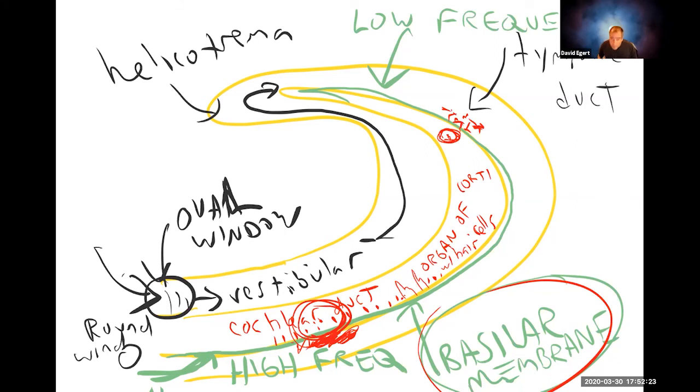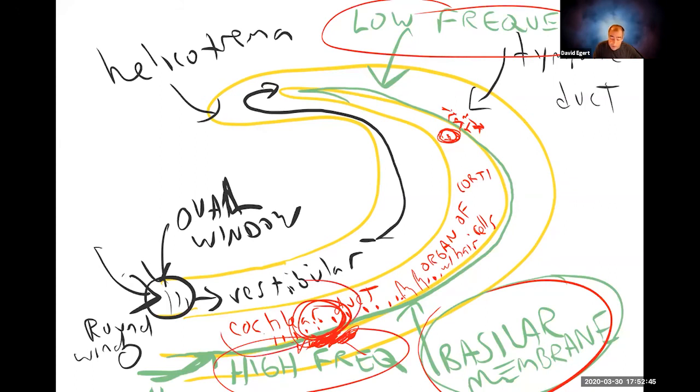So that is a first approximation of how your brain can get information about the frequency of the sound, depending on if it's a lower frequency vibrating the organ of Corti down more toward the helicotrema, or high frequencies vibrating the organ of Corti up near the other side. So your brain gets information about the frequency. Does that make sense?